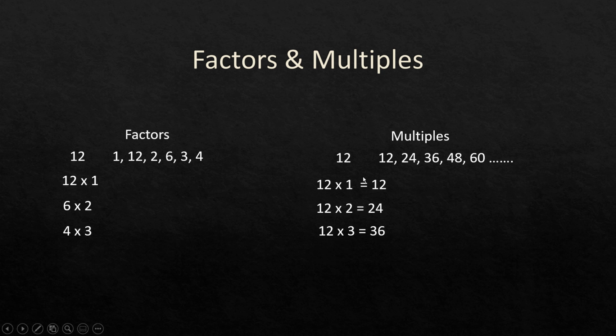It goes on. There's no end. It can go on up to infinity, and all these numbers are called multiples of 12. And these numbers are called factors of 12 because they can divide 12 without leaving a remainder.